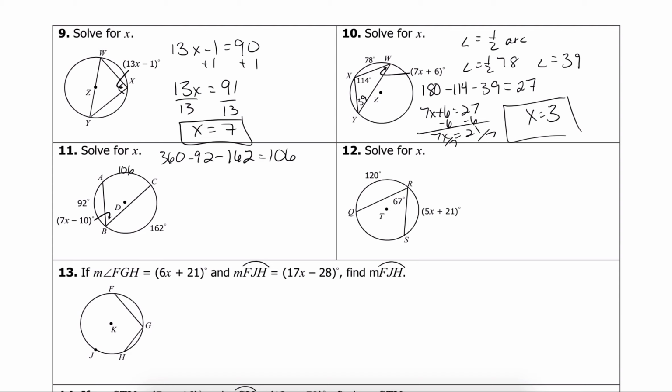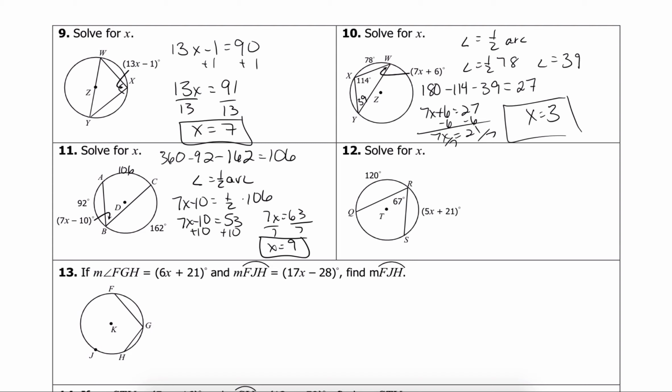So now I'm going to use the new information I found for this section. Angle equals half the arc. So the angle is 7x minus 10. Half the arc is 106. So this is 7x minus 10 equals 53. 7x equals 63. Divide by 7, x equals 9.